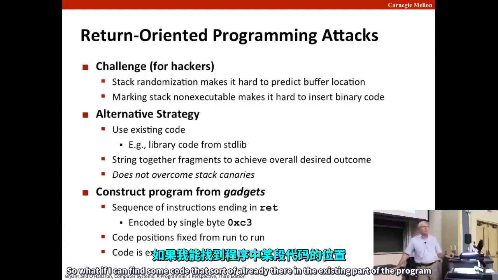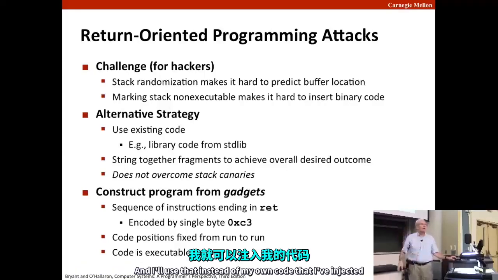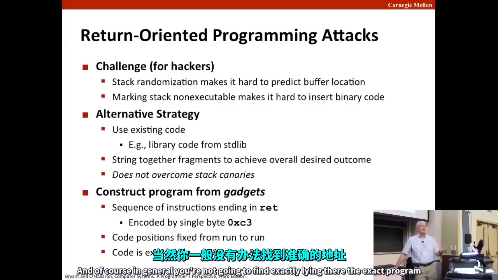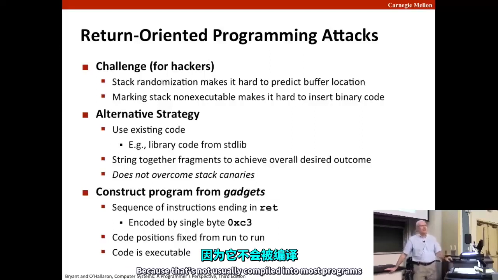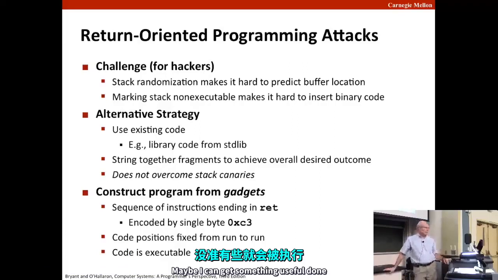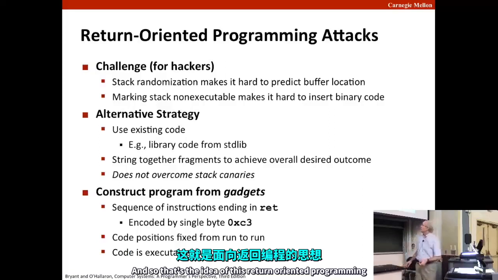So what if I can find some code that's sort of already there in the existing part of the program and use that instead of my own code that I've injected. And of course, in general, you're not going to find exactly lying there the exact program you want to execute that will cause whatever harm you intend to do, because that's not usually compiled into most programs. But if I could sort of string together little segments of code and somehow put together a series of little sequences of code, maybe I can get something useful done. And so that's the idea of this return-oriented programming.